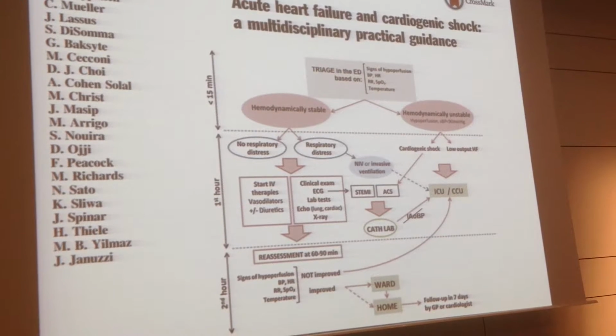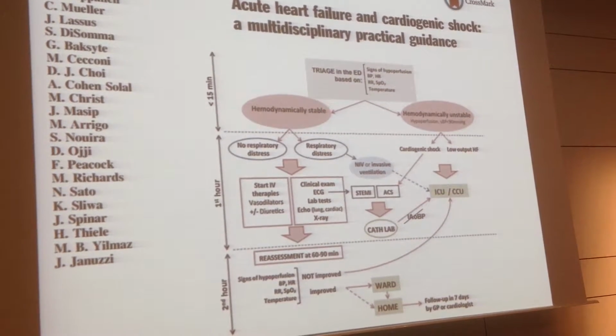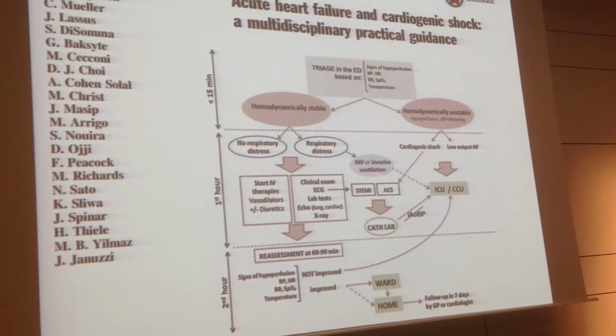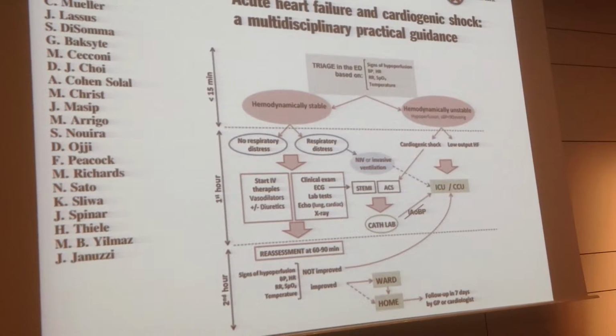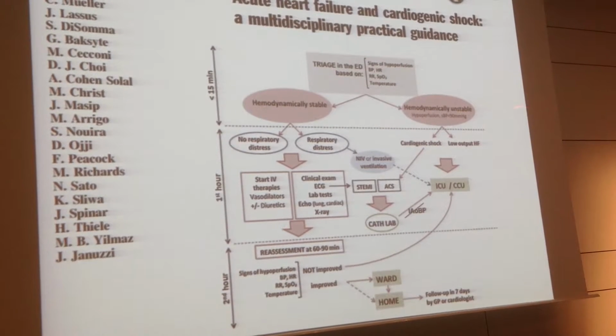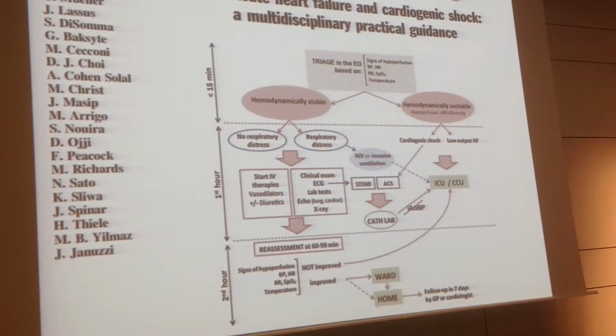that the patient can come to the ED and then the ICU hemodynamically stable, but with some respiratory distress, and explain here how to manage acute heart failure without any hemodynamic instability. And in the same graph, we also show what to do with patients who are hemodynamically unstable.